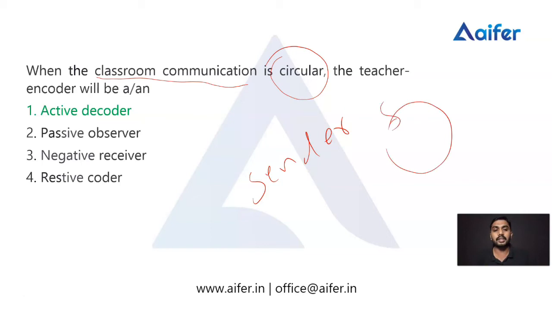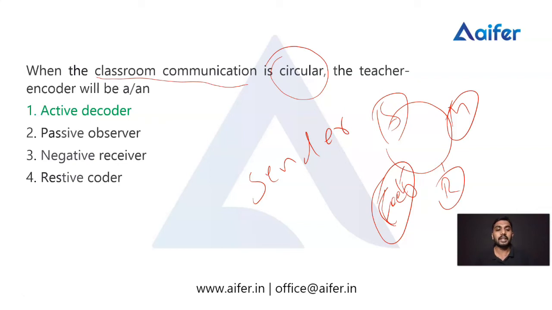It is circulating. Sender, then message, then receiver, then feedback. So the sender encodes, here there is the process of encoding, here the process of decoding. The sender encodes the message, the message is decoded and the receiver receives the message, and the receiver gives feedback, it is encoded and it reaches the sender. So it is circulating. So when the classroom communication is circular, we can say the teacher is an active decoder.